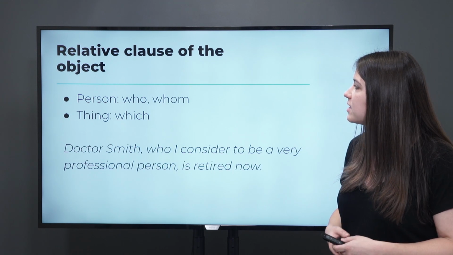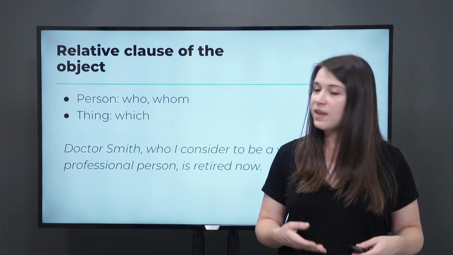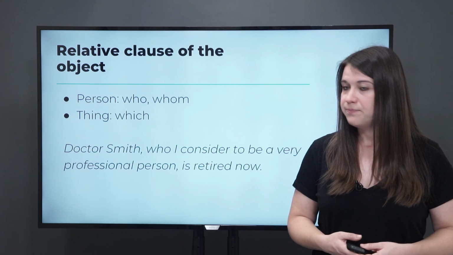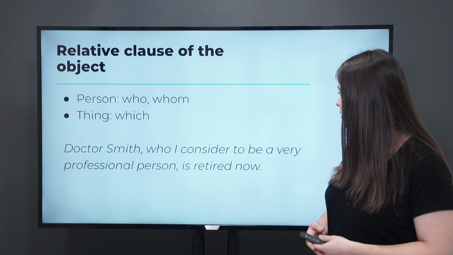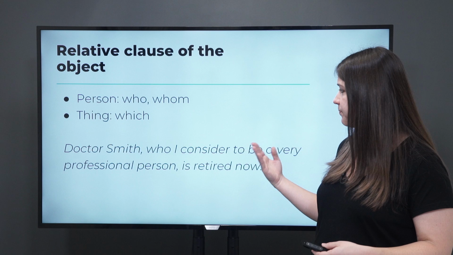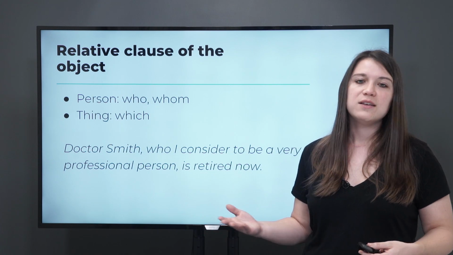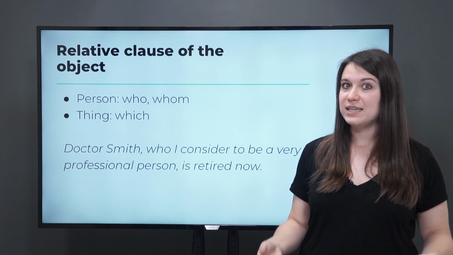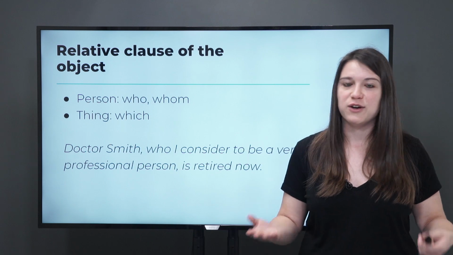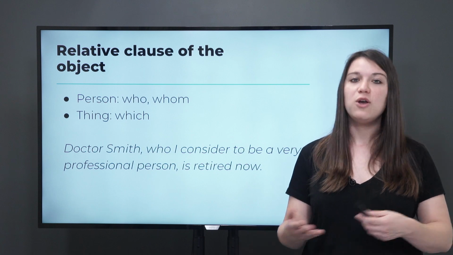Okay, relative clause of the object. If the object is a person, we use the pronouns who or whom. If the object is a thing, we use the pronoun which. For example, Dr. Smith, who I consider to be a very professional person, is retired now. So this extra information is expressing your personal opinion about this person. So actually we don't necessarily need it in the sentence. We could say Dr. Smith is retired now, and maybe it doesn't matter how you feel about this person. So depending on who you're talking to, we can include this information, or you can leave it out.